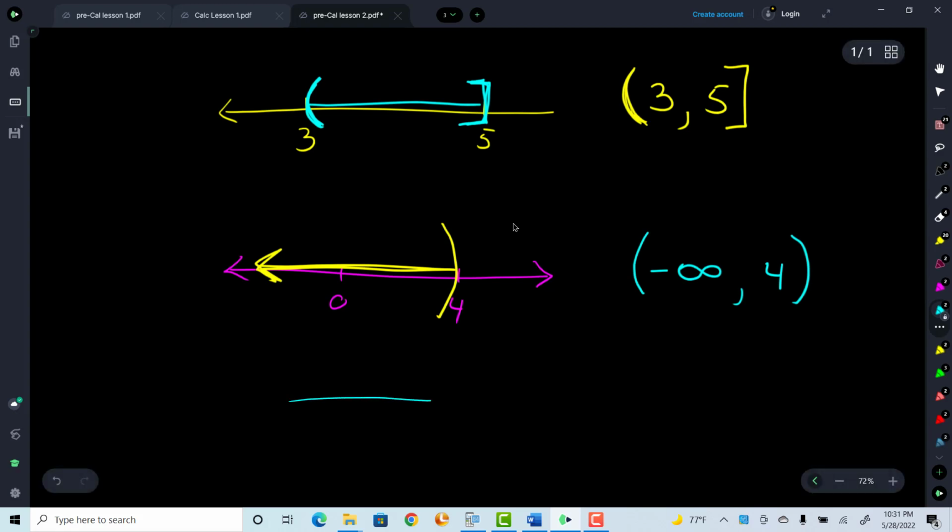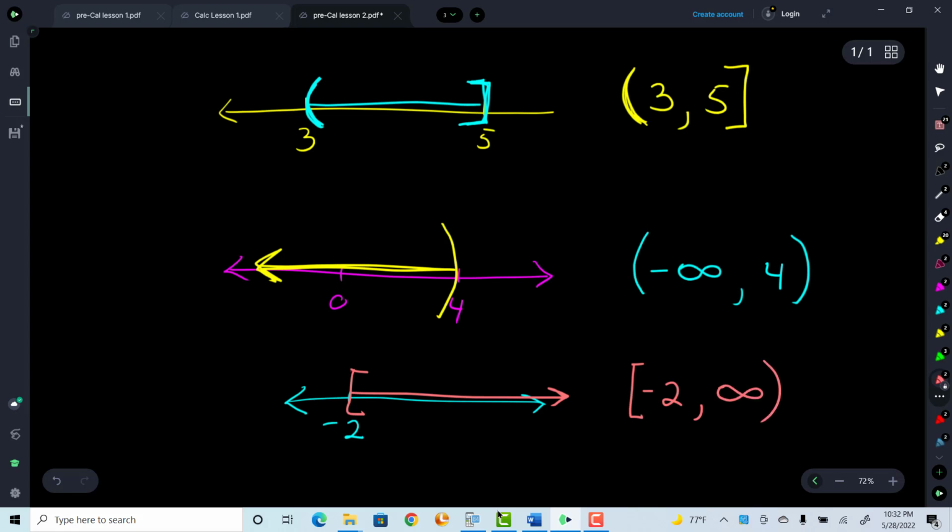Okay, one more. So we're going to put a bracket here. What's that going to be in interval notation? So this is everything greater than or equal to -2 to infinity. That would be our solution in interval notation.